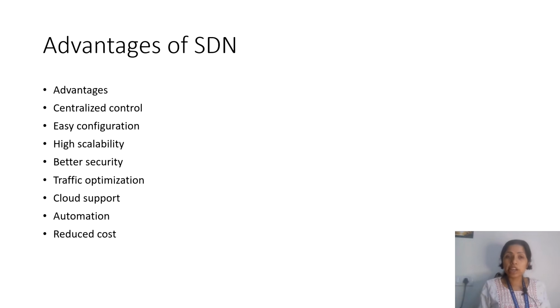There are some advantages I already discussed: easy configuration, high scalability, better security, and traffic optimization. If one controller can see many paths, it can calculate the traffic or data. Suppose there is a path where many packets are transferring, then the application layer and controller can calculate everything, and the packet will transfer through another path where there is less traffic. So traffic optimization is also possible. There are many features which are possible with the help of this SDN.